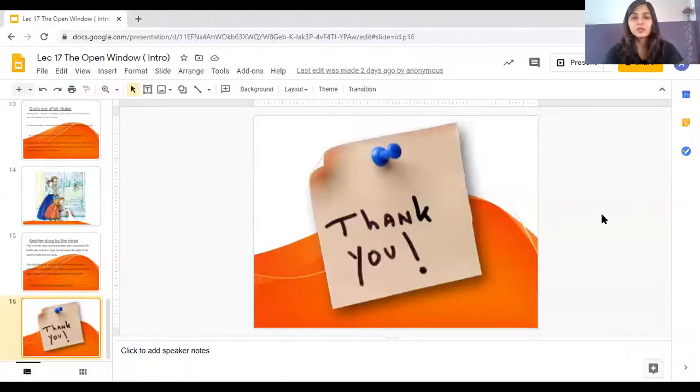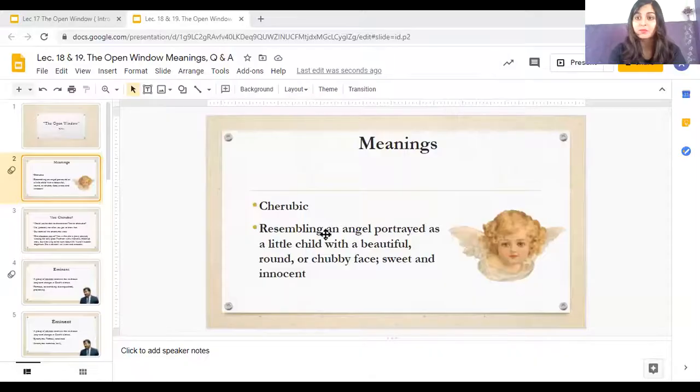So this was the story that we have finished in the previous lecture. So we are done with the story part, and now I will take another quick recap of the meanings that we did previously, and then we will move forward to the discussion of question and answers. I'm sharing my screen for the PowerPoint presentation of meanings. Here we go.